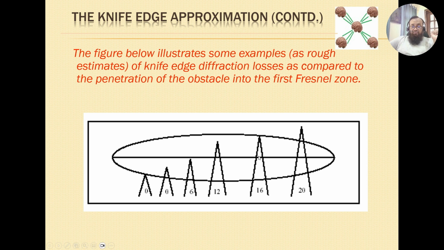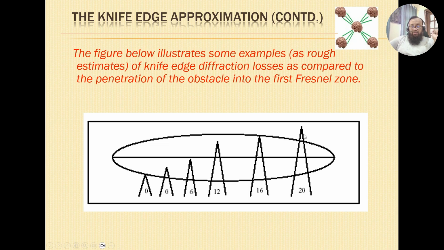So if it is fully stopping the first Fresnel zone, then almost 16 dB of your power may be lost. What that means is that even if you have a knife edge and your line of sight is blocked, still, because after the first we have the second and third Fresnel zones, some power will still be going through, and you will have a 16 dB loss as compared to a normal link free of any knife edge.